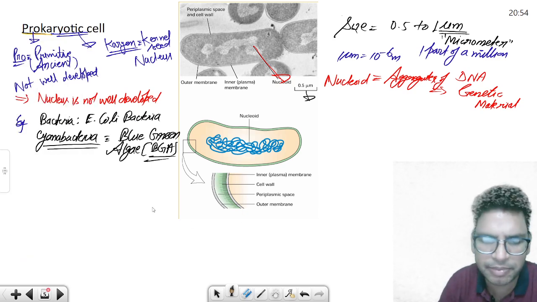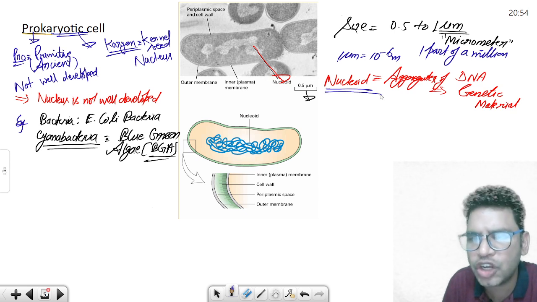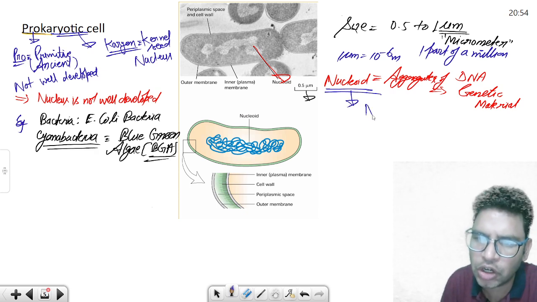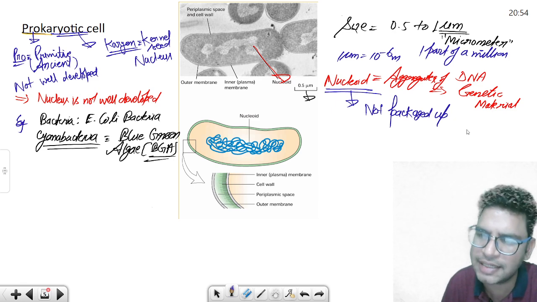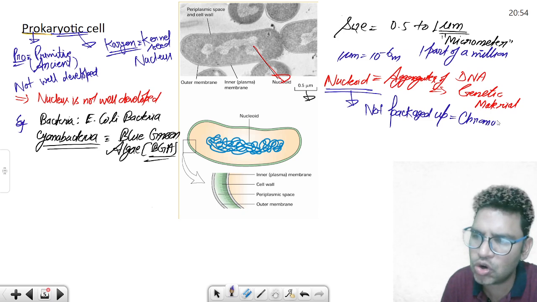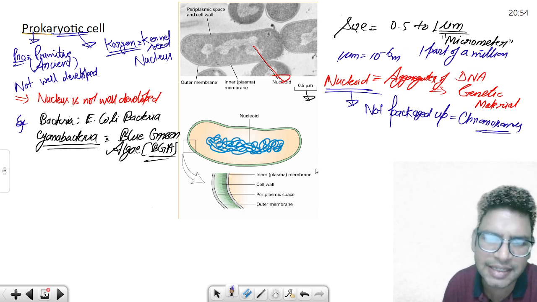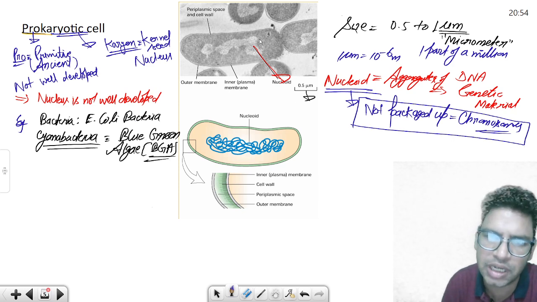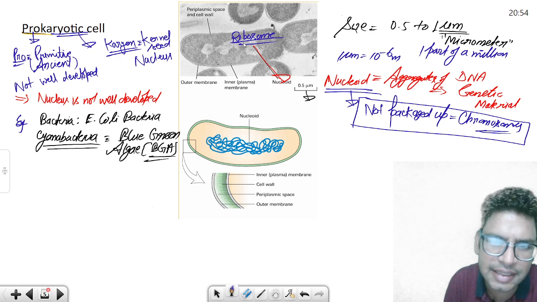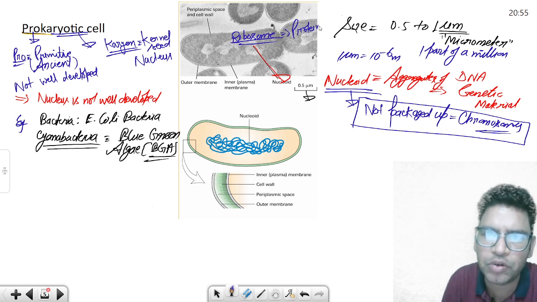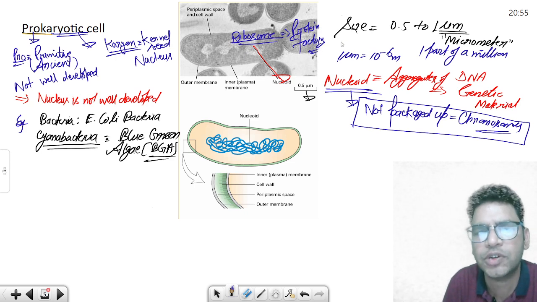Let me tell you something more about these prokaryotes. Prokaryotes have ribosomes, right? So there will be a nucleoid, DNA material, which is called nucleoid. It is not packaged up as chromosomes. There are no chromosomes, it is basically naked. This material is naked, not chromosomes, right? You have ribosomes also there. This is the nucleoid, and this is a typical nucleoid. In this diagram you can see ribosomes are protein factories. They make proteins for the cell, right?